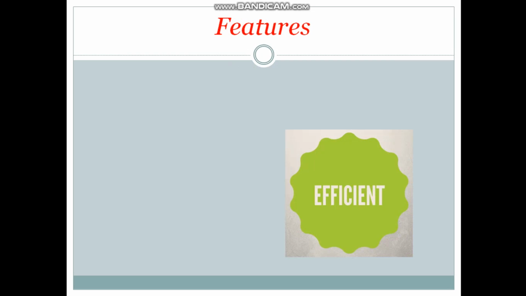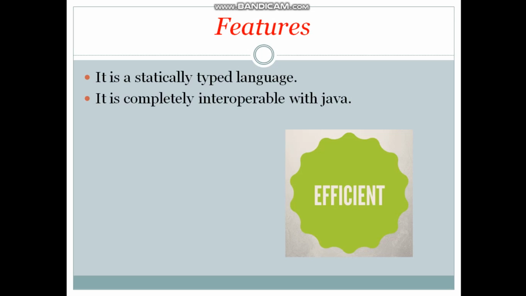Coming to the features of Kotlin, it is a statically typed language. Now for the people who don't understand that, it just means that the type of a variable is known at compile time instead of at runtime. It is also completely interoperable with Java, by which we mean that we can use all the existing Java libraries with Kotlin and vice versa.